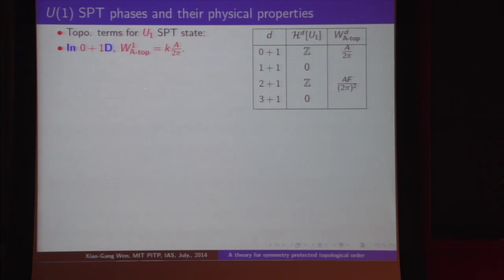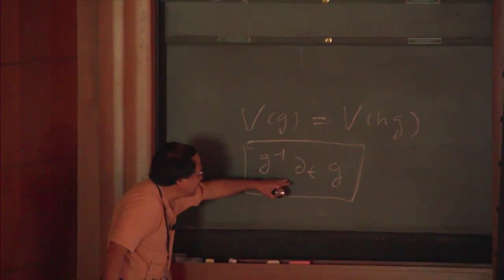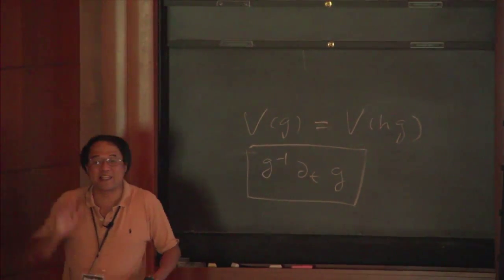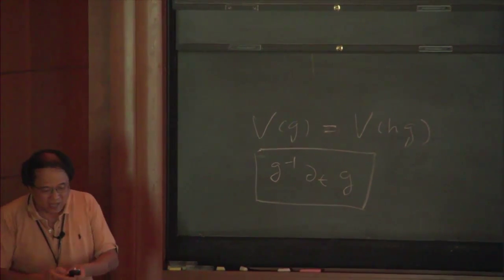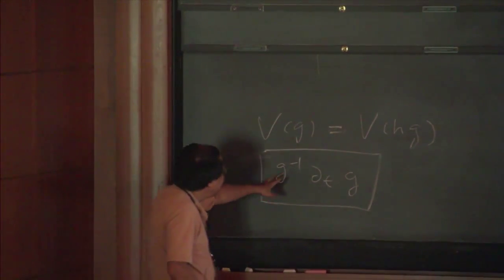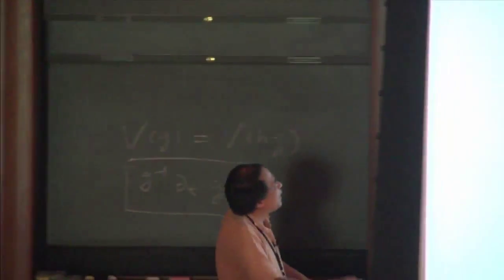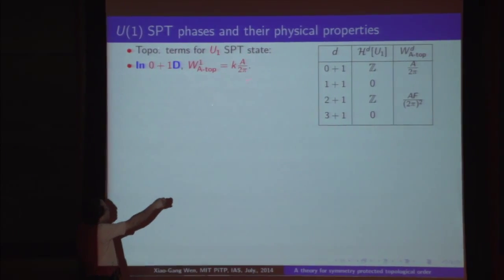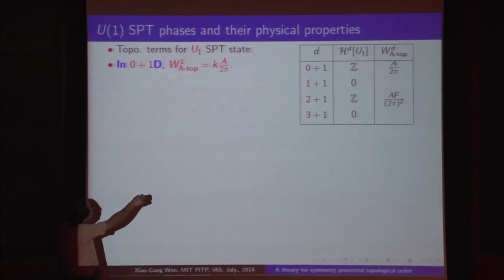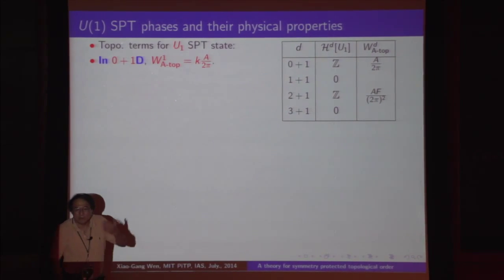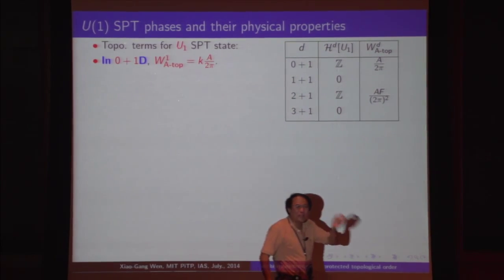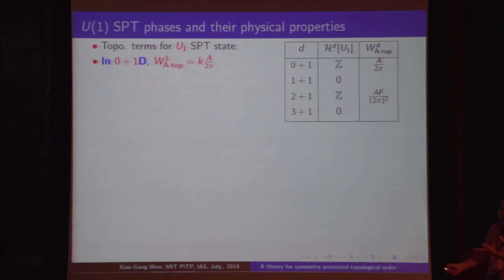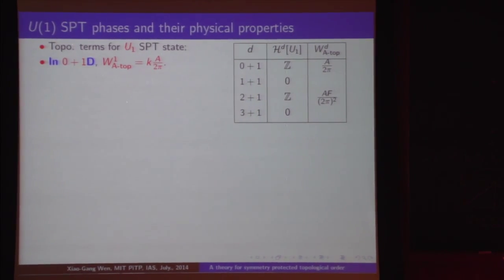Just this is topological. G is e to the i theta, that's a U(1) group element. And then you replace G inverse partial_t G by A, and then that's it. Then you get a gauged topological term. The SPT invariant is just A, and this can be viewed as a one-dimensional Chern-Simons term, just a single A.